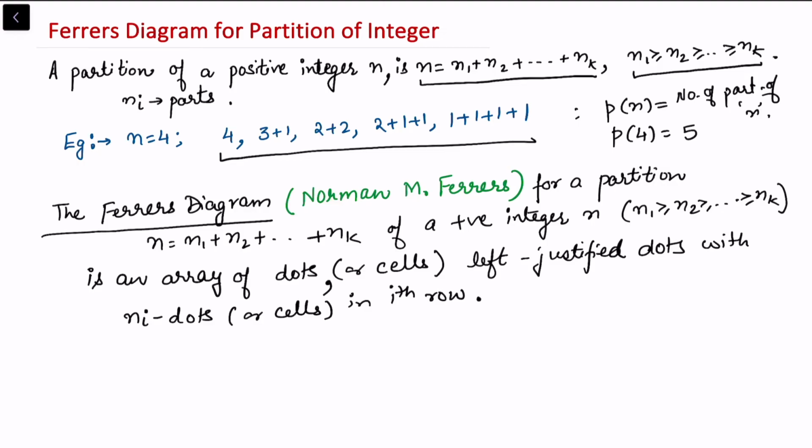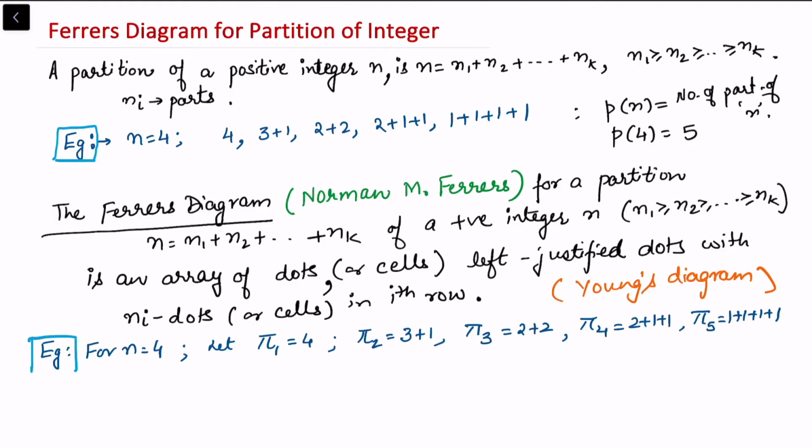This is an array of dots or cells. When we say cells, this is also known as Young's diagram. So when we use the notation in terms of cells, we call this a Young's diagram. Otherwise, we may conveniently call this a Ferrers diagram. This is an array of dots or cells, left justified, with ni dots in the ith row. And for each partition, we can represent a Ferrers diagram.